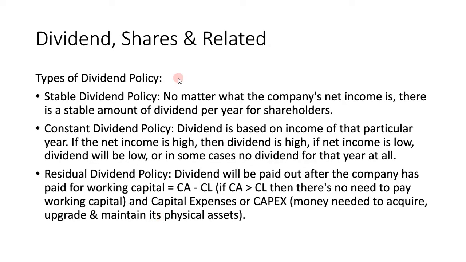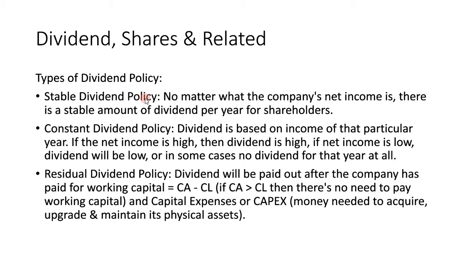Okay, dividend, shares, and related. So now we dive into dividend, shares, and related. You have three different types of dividend policy. The first one is stable dividend policy. No matter what the company's earnings or profit is that year, there's going to be a stable amount of dividend per year for the shareholders.